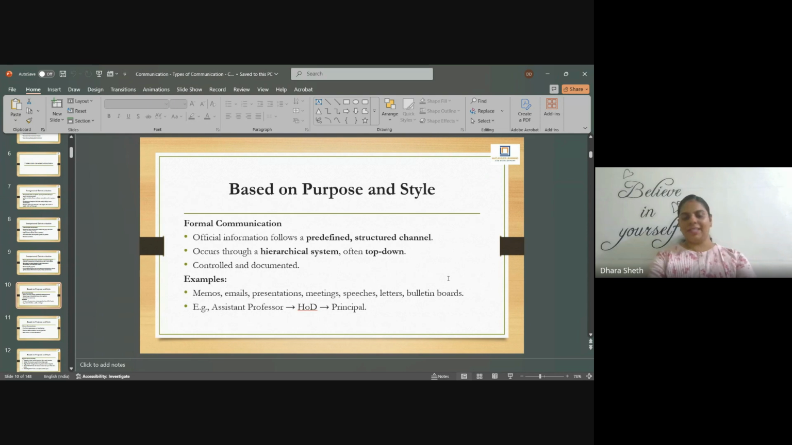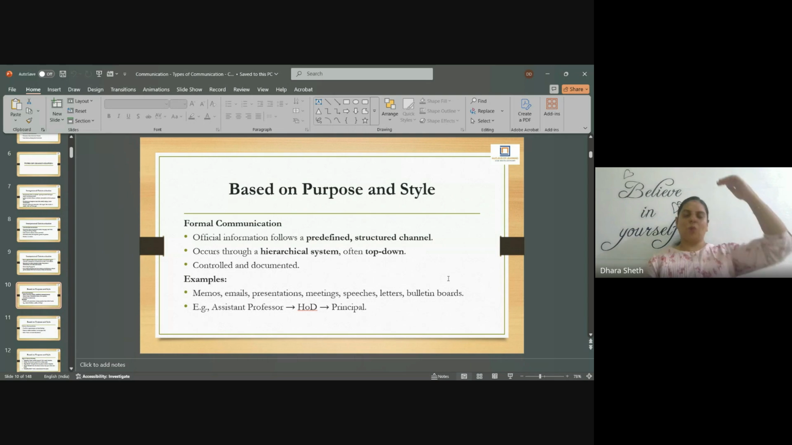Based on purpose and style, it can be divided into formal and informal communication. So what is formal communication? Official information follows a predefined structured channel. Formal communication is usually structured. A set format is there. This is how you need to write a formal email. This is how you give a formal speech. It occurs through a hierarchical system.